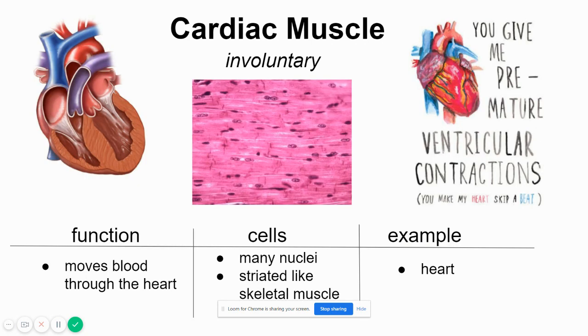Last one is your cardiac muscle. This is also involuntary. This one's job is to move blood through your heart. So when we talk about things that are cardiac, that refers to your heart. If you're doing cardio exercise, you're getting your heart pumping. So cardiac means heart. These cells can have many nuclei, and they're also striated, but they're going to be a lot closer together than some of your other ones. Here's what they look like.